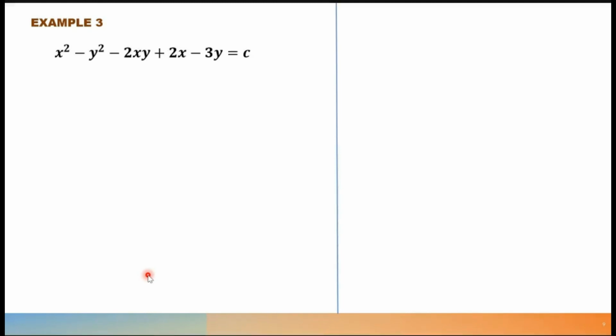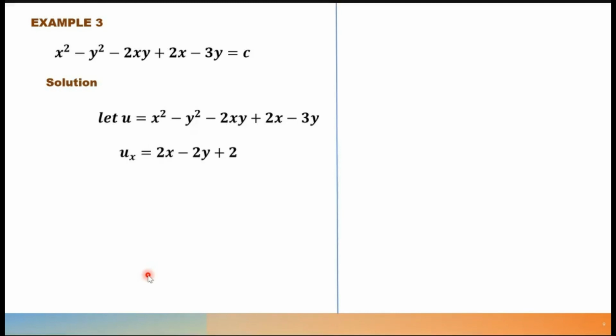Ux means differentiating with respect to x, keeping y as a constant. We'll take the given equation as u. Ux is 2x. The derivative of x square is 2x, y square is constant, minus 2xy will become minus 2y. This is again a constant, minus, this is 2. 3y is a constant. So when I put x equal to z, y equal to 0, we'll get ux equal to 2z plus 2.